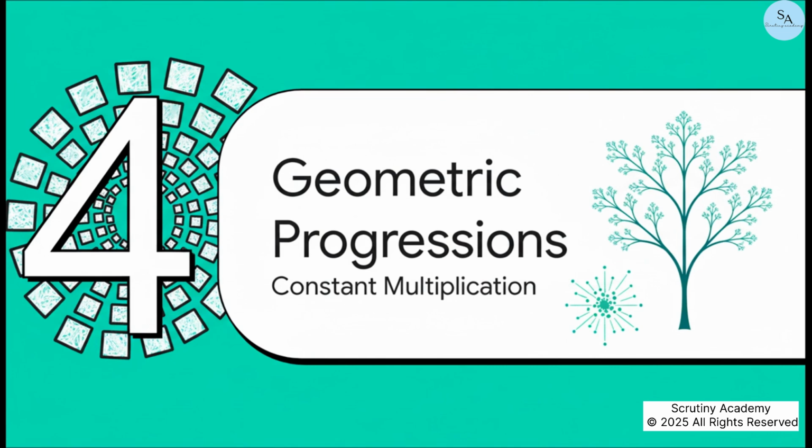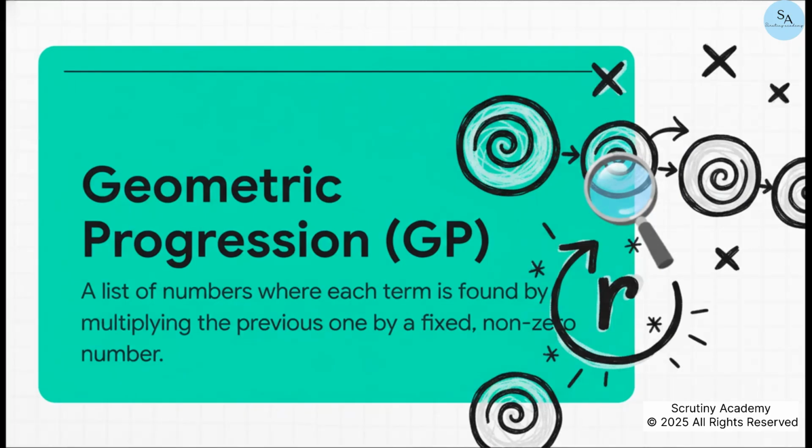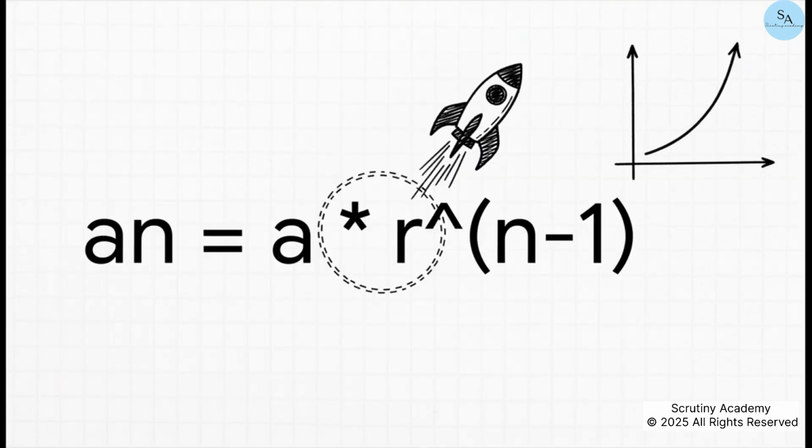So we've mastered patterns that grow by adding, but what about patterns that grow by multiplying? Think about how compound interest works, or how a video goes viral. That brings us to our next major topic, geometric progressions, or GP. The definition is going to sound really similar, but with one crucial change. Instead of adding a common difference, in a GP, we multiply by a fixed number to get the next term. And this number is called the common ratio, or r. And this, of course, leads to its own key formula.